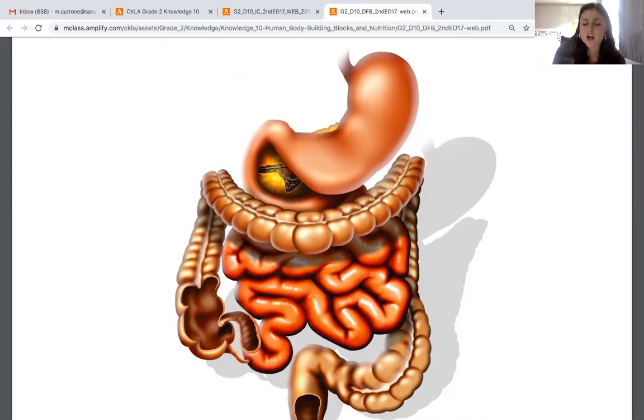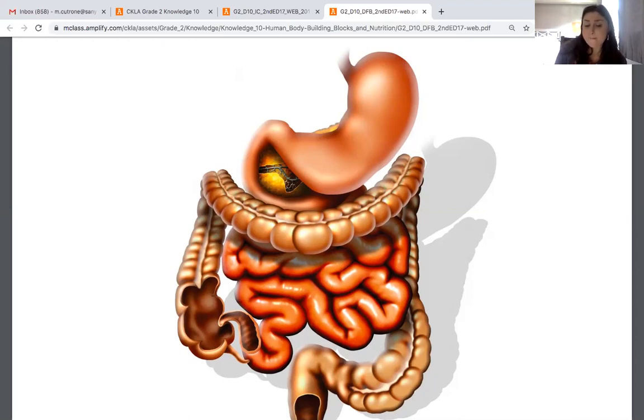Sometimes your organs are a combination of different types of tissues. So they can be some connective and muscle and nervous and epithelial. There can be a combination. The stomach is one of those organs. It's made up of many layers, including all four main types of tissue. These tissues play a very important role in the digestion of your food.